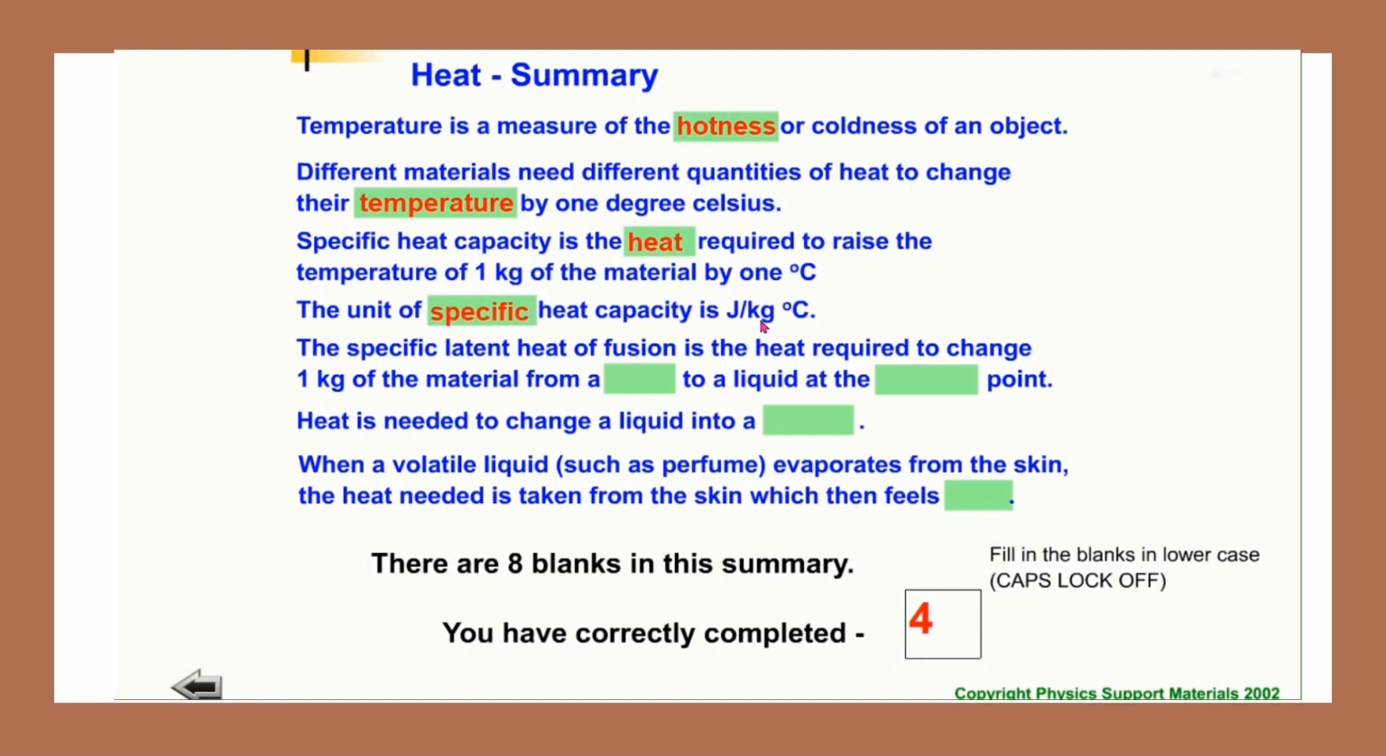The unit of specific heat capacity is joules, and remember that should either be in brackets, so joules per brackets, kilograms, degrees Celsius, or better still, joules, kilograms to the -1, degrees Celsius to the -1, or joules, kilograms to the -1, Kelvin to the -1. The specific latent heat of fusion is the heat required to change 1 kilogram of the material from a solid to a liquid at the melting point.